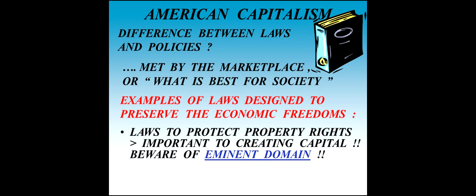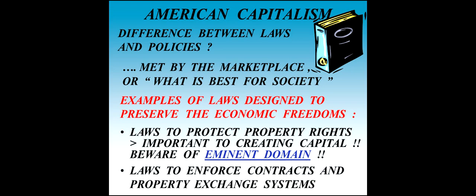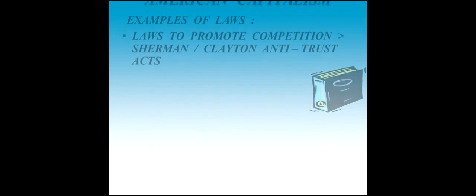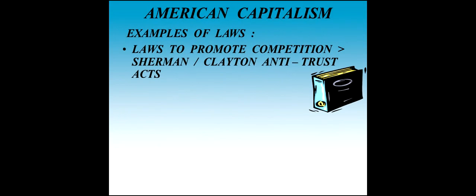The second example of laws designed to preserve economic freedoms are the laws that we have at the state and national level to enforce contracts that are made between individuals or between businesses for the exchange of property. In our system, we also have laws to promote competition. These laws promoting competition do so by outlawing anti-competitive business behaviors.